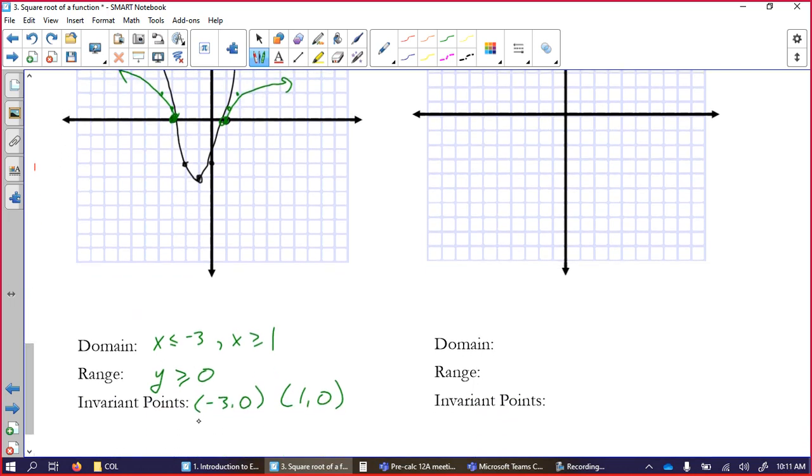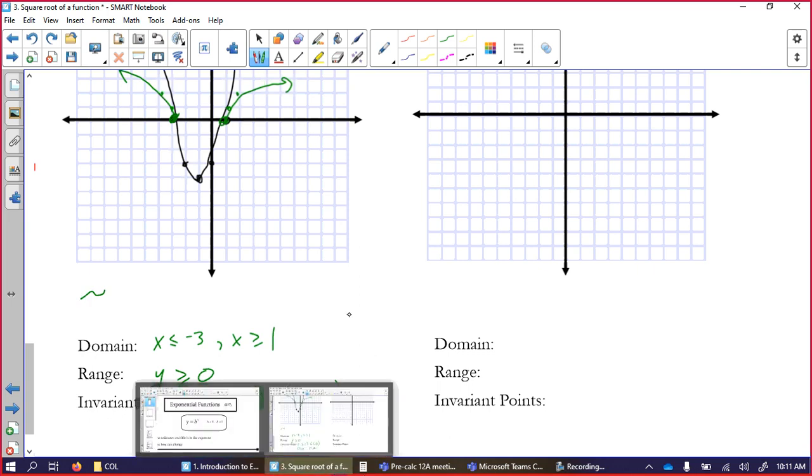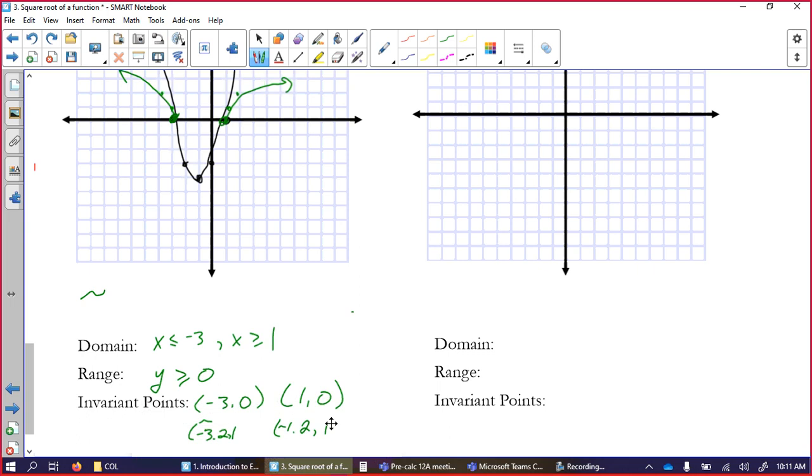And then we can say -3.2-ish and 1.2-ish, and 1. That's supposed to be that tilde, but it's just poor writing. Yeah, go away. Sorry.